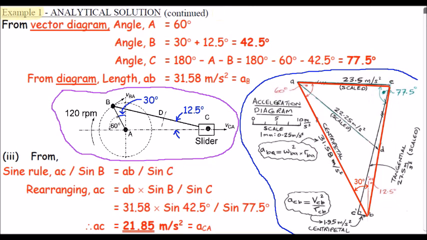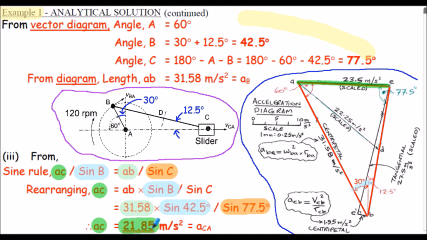Example 1 continued, just repeated the various information for reference here. Now we're going to use the sine rule to calculate length AC. That's the length of this line or this vector shown here. So for our application of the sine rule, the formula generated is AC divided by the sine of angle B, angle B is in here, is equal to AB divided by the sine of angle C. Rearranging for AC, in other words multiplying both sides by the sine of angle B, and inserting our values, we evaluate length AC as 21.85 meters per second squared. So that's the acceleration of point C, the piston or the slider, relative to fixed point A, centre of rotation of the crank.